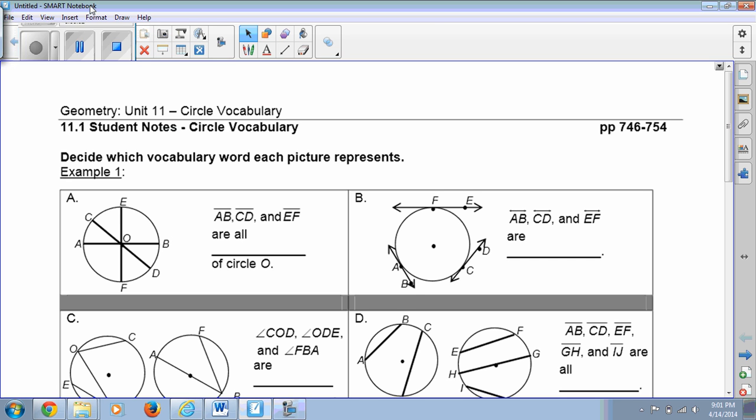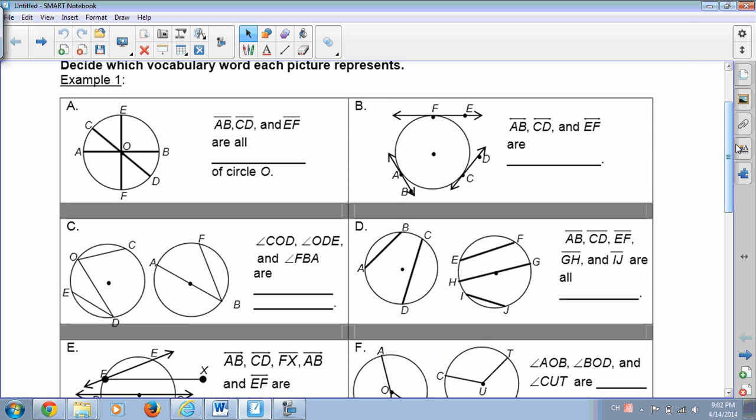Hey everyone, we are starting Unit 11, which covers circles, and this is Notes 11.1, Circle Vocabulary. So really basically, today all it is is learning a couple new vocabulary words that involve circles. A few of them you already know.